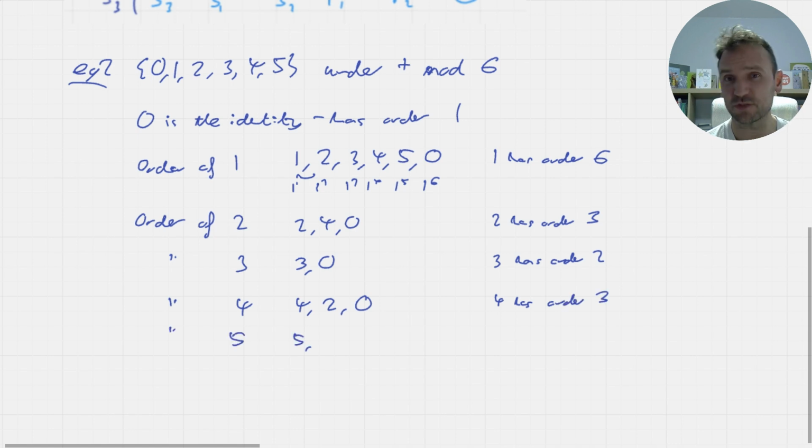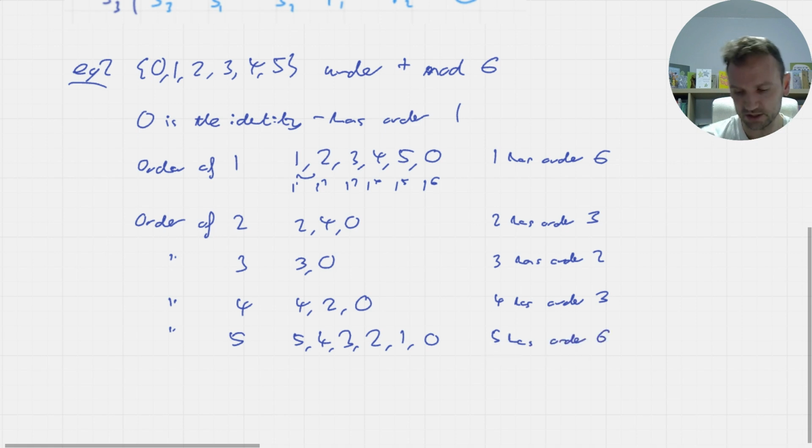So 5 plus 5 is 10, which is 4 modulo 6. Plus 5 again is 9, which is 3 modulo 6. Plus 5 again is 8, which is 2 modulo 6. Then 1, and then 0. So 5 also has order 6.